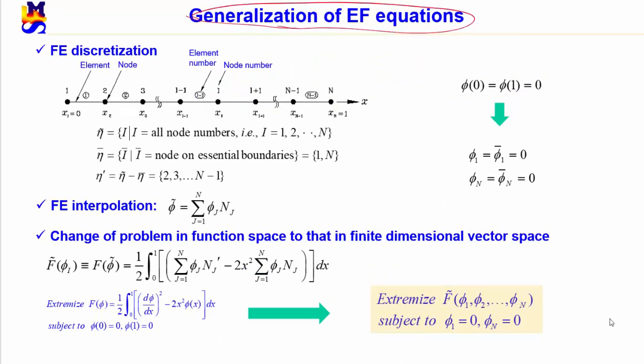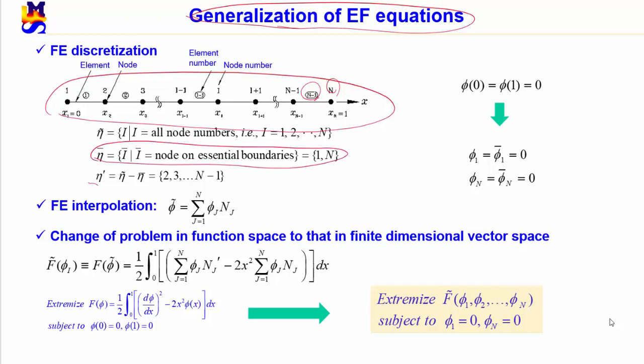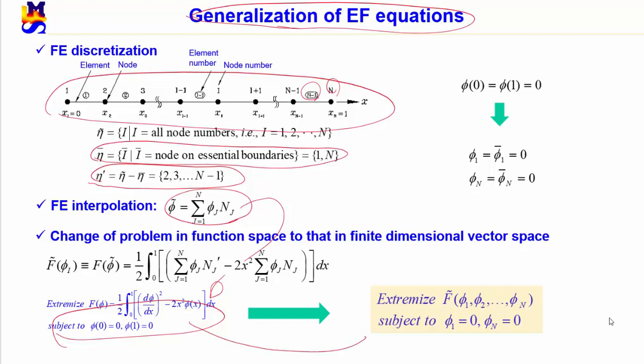From now, we are going to generalize our variational approach to finite element method. The solution domain is discretized into n-1 elements by n nodes. The nodes are classified into two groups, one for nodes on essential boundaries denoted by eta bar, and the other for nodes with unknown nodal values denoted by eta prime. Approximating the unknown function by interpolation functions with their corresponding nodal values and substituting this approximation into this functional, we reformulate the original extremization problem in infinite dimensional function space as a nonlinear programming problem in finite dimensional vector space like this.